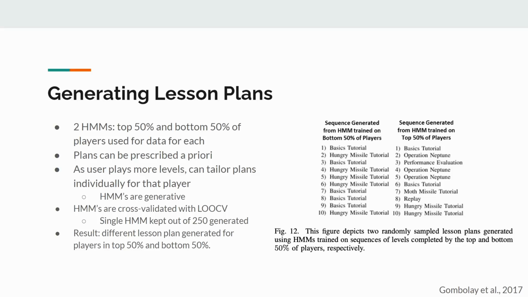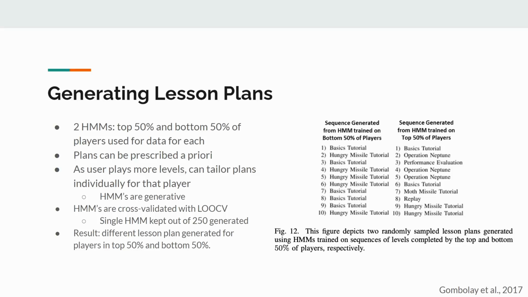And as the player plays more levels, this lesson plan can actually be tailored for the player, and this is because HMMs are generative, and new lesson plans can be created on the fly in order to train the player. The HMMs generated are cross-validated with leave-one-out cross-validation as used in previous methods, and a single HMM in this method is kept out of the 250 generated in order to compare to the original HMM created in order to do the cross-validation. And the result, as you can see on the right visually, is a much different lesson plan for the bottom 50% of players and the top 50% of players.